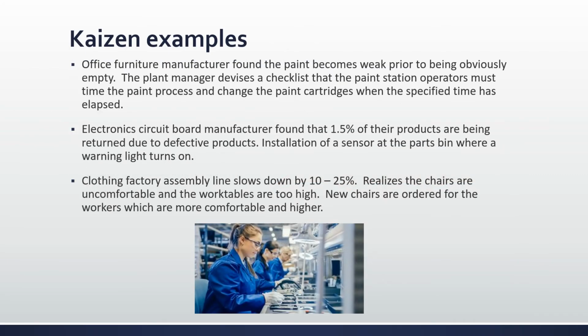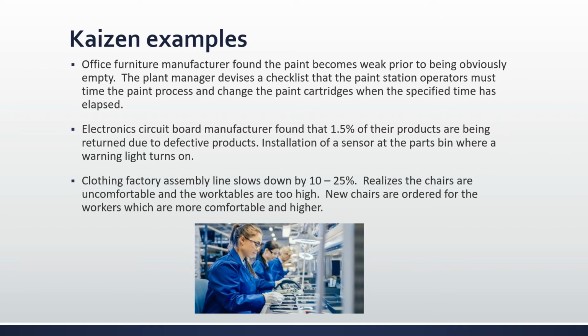Here are some real-world examples of Kaizen. In a manufacturer of office furniture, they found that customers were complaining about the paint peeling off the products. The plant manager determined that during the changeover time for new paint cartridges, the paint becomes weak prior to being obviously empty. The plant manager devised a checklist that the paint station operators would check the time the paint is processed and change their paint cartridges when the specified time had elapsed.